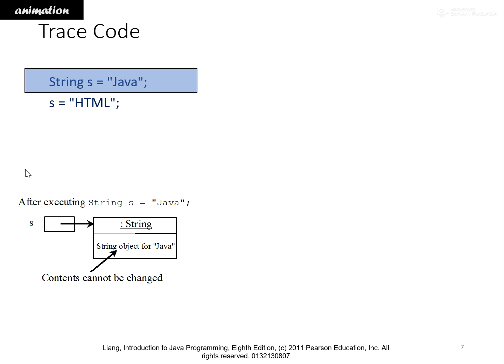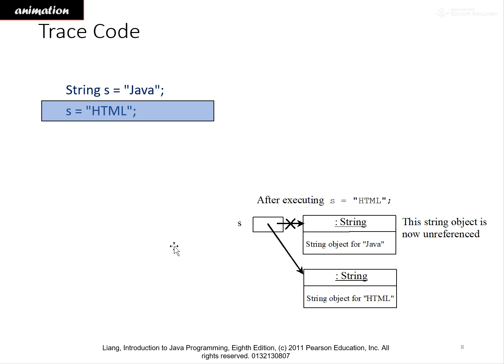So the first line does exactly what we think it does. It creates a new string object and initializes it with the text Java over here. But when the second line executes, the existing string object is not modified. Instead, S is just a reference to a string object. A new string object is created called HTML, and S starts pointing to that new string object.